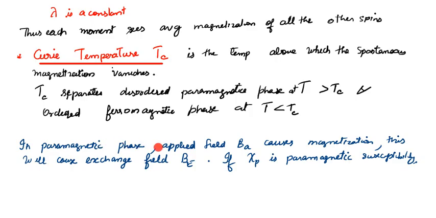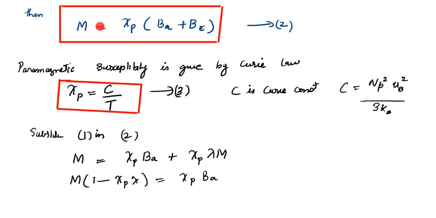In paramagnetic phase, applied field causes magnetization. If we apply an external field BA, this will cause a magnetization in the paramagnetic material. And this magnetization can generate this exchange field BE. If chi P denotes paramagnetic susceptibility, then magnetization in the paramagnet is equal to chi P into BA plus BE. So BA is the applied field and BE is the exchange field produced by the magnetization in the domain.